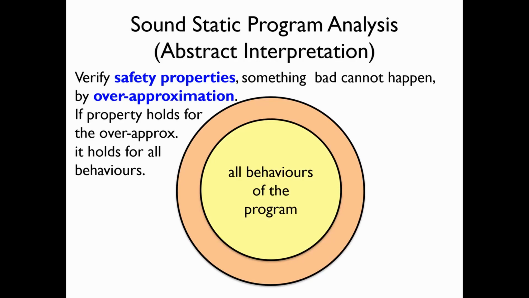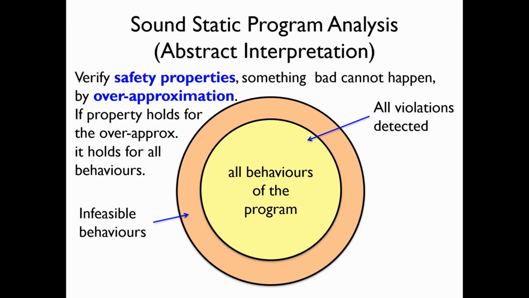If the analysis now determines that this superset does not contain errors, then the real set of behaviors does also not contain errors. On the other hand, the analysis may report some errors in the set of infeasible behaviors, that is, behaviors that cannot really happen. Since we are trying to prove some safety properties, namely that the program is free of a certain type of error, these errors the analysis reported are false negatives, also called false alarms.